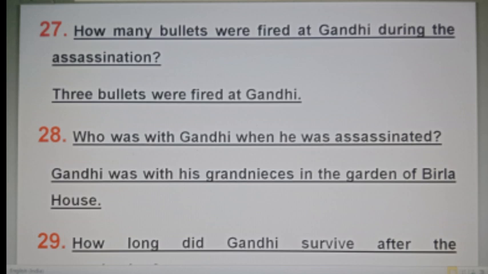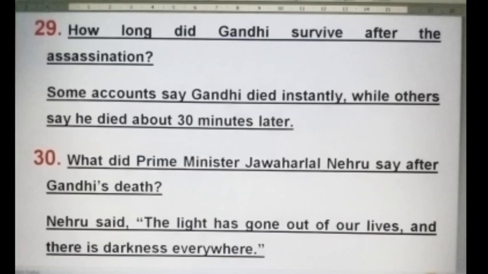Who was with Gandhi when he was assassinated? Gandhi was with his grandnieces in the garden of Birla House. How long did Gandhi survive after the assassination? Some accounts say Gandhi died instantly, while others say he died about 30 minutes later.